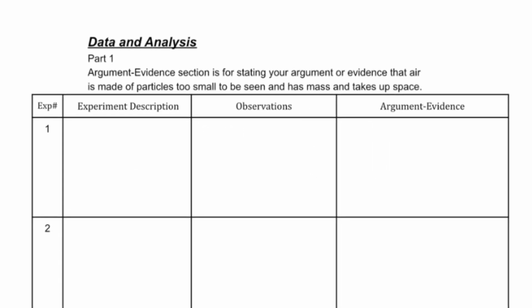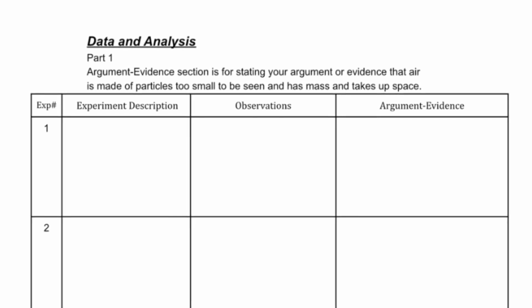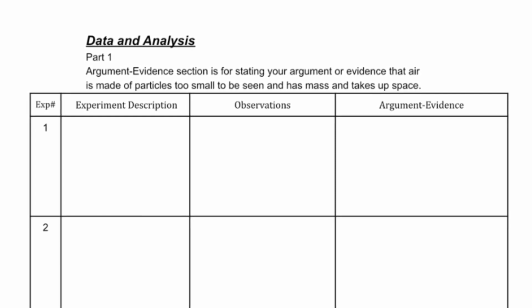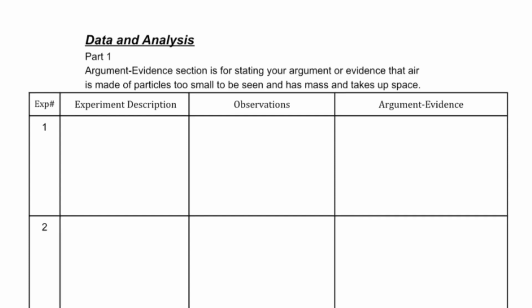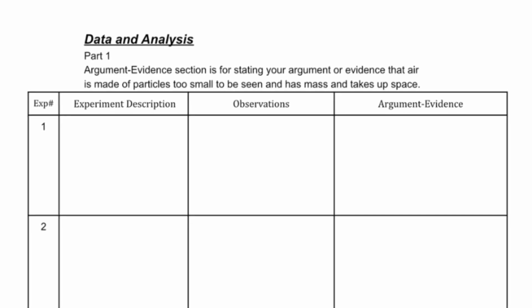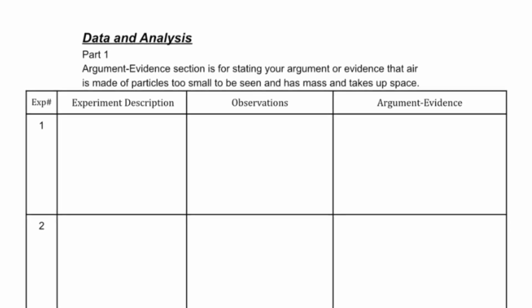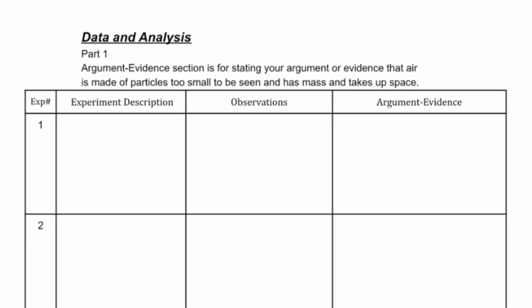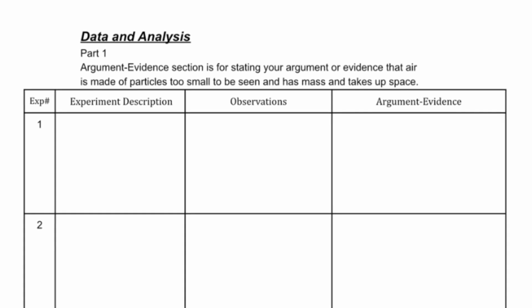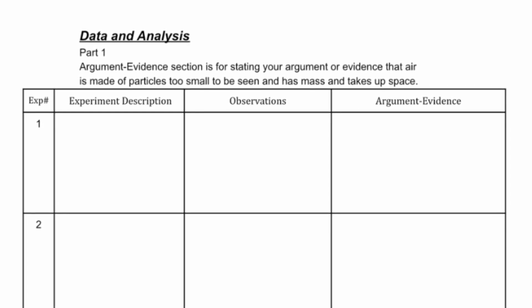Look at your worksheet under Data and Analysis for part 1. There will be 3 short experiments. For each experiment, under column 1, you will describe what the experiment is about. In the second column, under observations, you will write what you observed happening in that experiment. And in the last column, you'll state your argument or evidence that air is made of particles too small to be seen and has mass and takes up space.